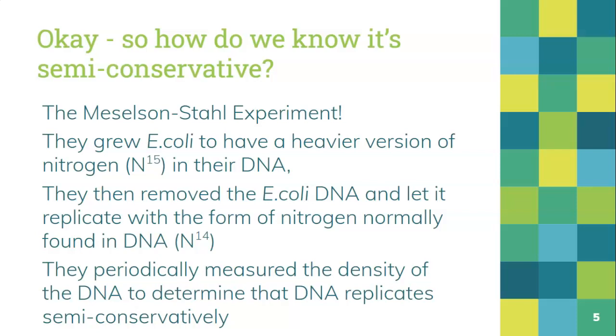So they specifically made E. coli with a heavier version of nitrogen in the DNA, and then they removed that DNA and let it replicate with the normally found version of nitrogen, which is N14. So the original parental strand would be heavier, and then they let it replicate with the normal version of nitrogen found in the E. coli cells. They would periodically measure the density to determine how DNA was actually replicating, and then you could see if it was conservative, semi-conservative, or dispersive.